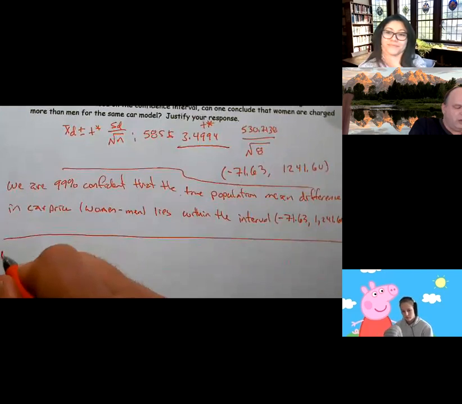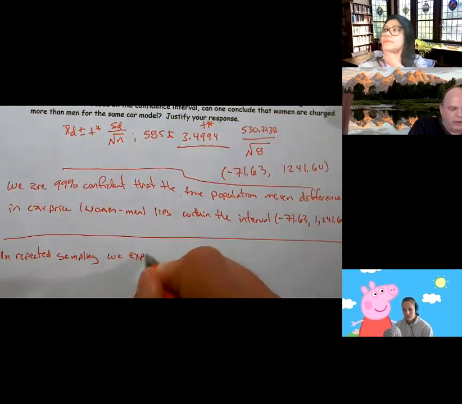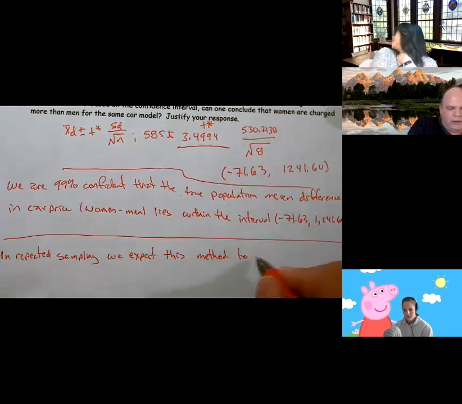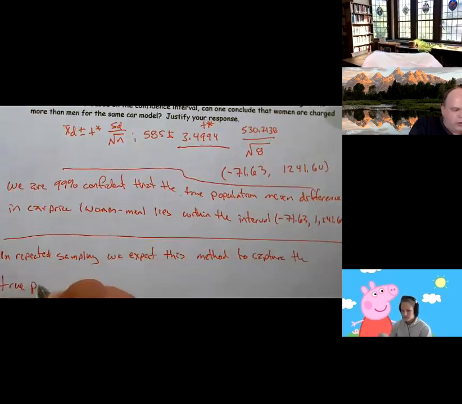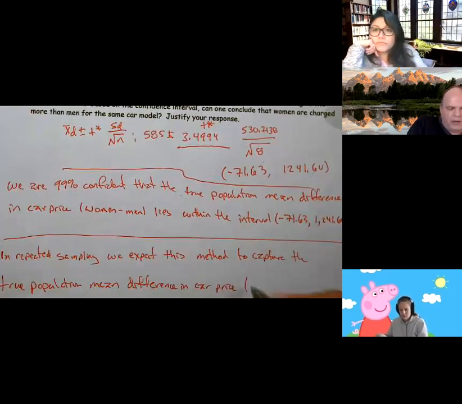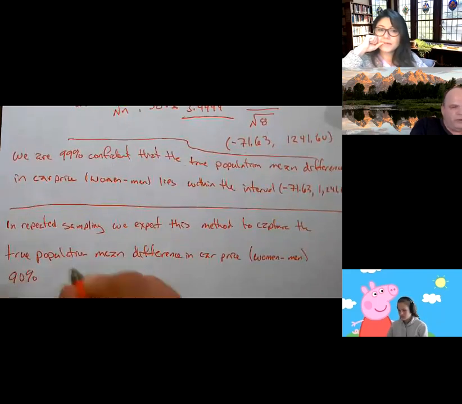All right. In repeated sampling, we expect this method to capture the true population mean difference in car price, women minus men, 90% of the time.